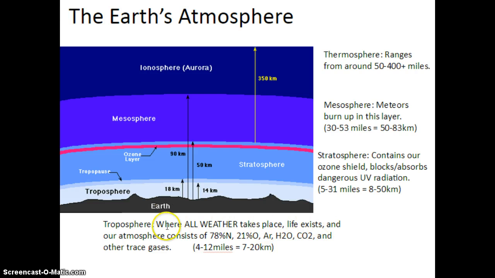Life exists, and our atmosphere consists of 78% nitrogen, 21% oxygen, a little bit of argon, water, carbon dioxide, and other trace gases. And this ranges from 4 to 12 miles, or 7 to 20 kilometers.